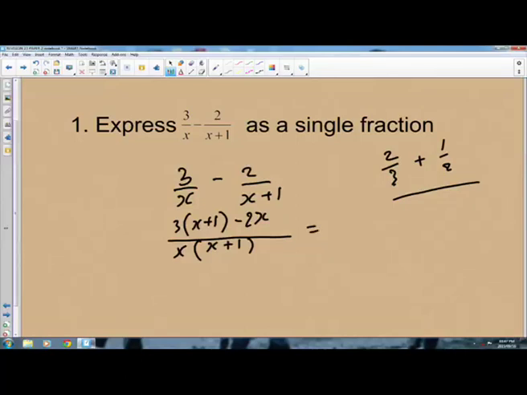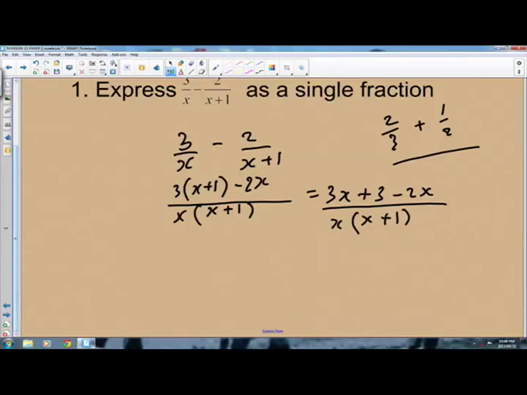And then let's simplify the numerator. The 3 here is multiplying everything inside the bracket. So make sure that both the x and 1 are multiplied by the 3 outside the bracket. So it will be 3 times x, which is 3x, plus 3 times 1 is 3, minus 2x, divided by x times x plus 1. And then let's collect the like terms. We have 3x and minus 2x. So 3x and minus 2x are like terms. So we'll have 3x minus 2x plus 3 divided by x times x plus 1.